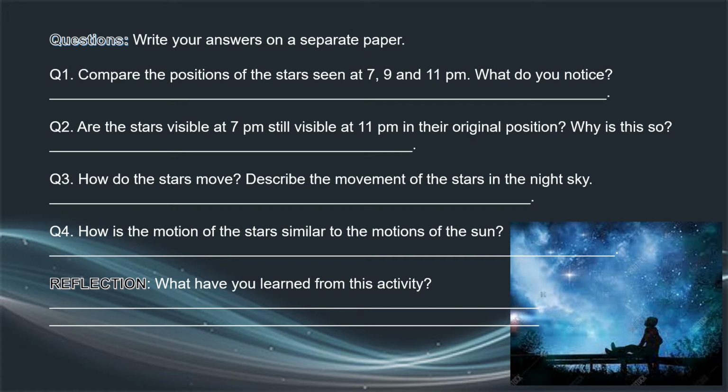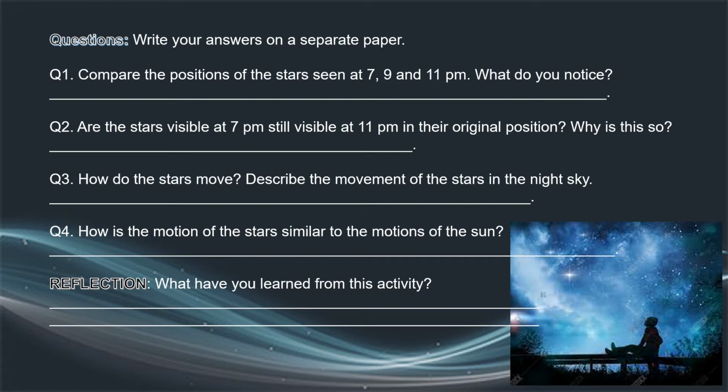After doing the task, answer these following questions. Write your answer on a separate sheet of paper. Question number 1. Compare the compositions of the stars seen at 7, 9, and 11 p.m. What do you notice?